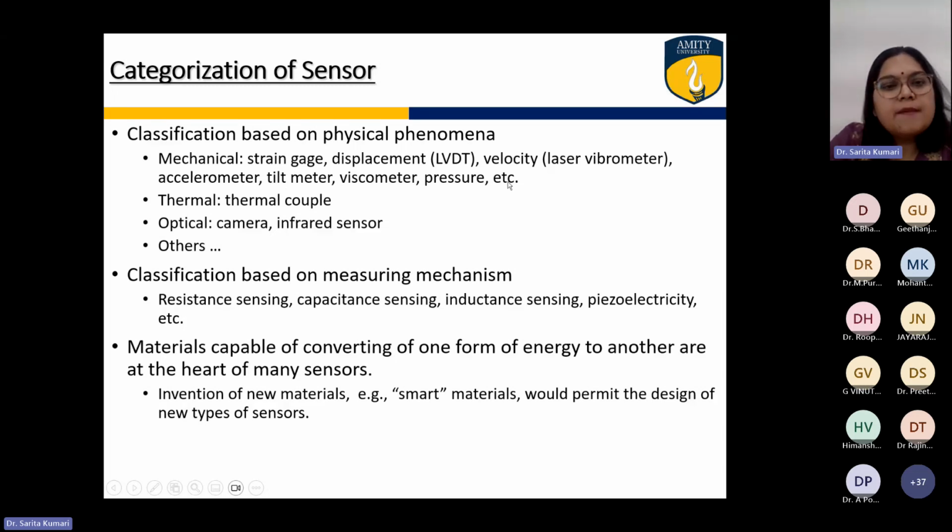So we are using mechanical phenomena to design these kinds of sensors. Thermal sensors, for example the thermocouple, use the change in temperature as the basic principle of operation. Then we have optical sensors, which are used in cameras or infrared sensors.